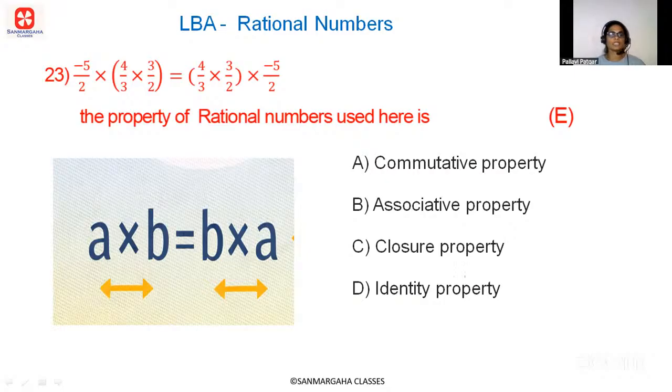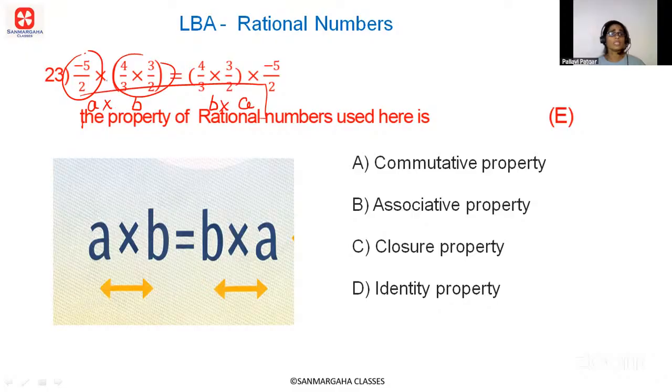So here the given equation: minus 5 by 2, and 4 by 3 into 3 by 2. Take the whole rational number minus 5 by 2 as A and this group as B. So here this is B into A. This is the general formula: A into B is equal to B into A.